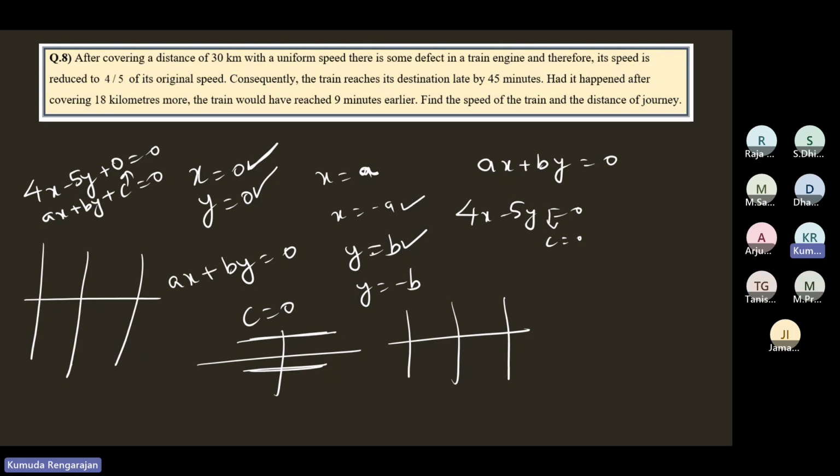So y is equal to b is the equation of a line parallel to the x-axis at a distance of b units above the x-axis. Y is equal to minus b is the equation of a line parallel to the x-axis at a distance of b units, because distance is always positive. You cannot say at a distance of minus b units. So it is at a distance of b units below the x-axis.